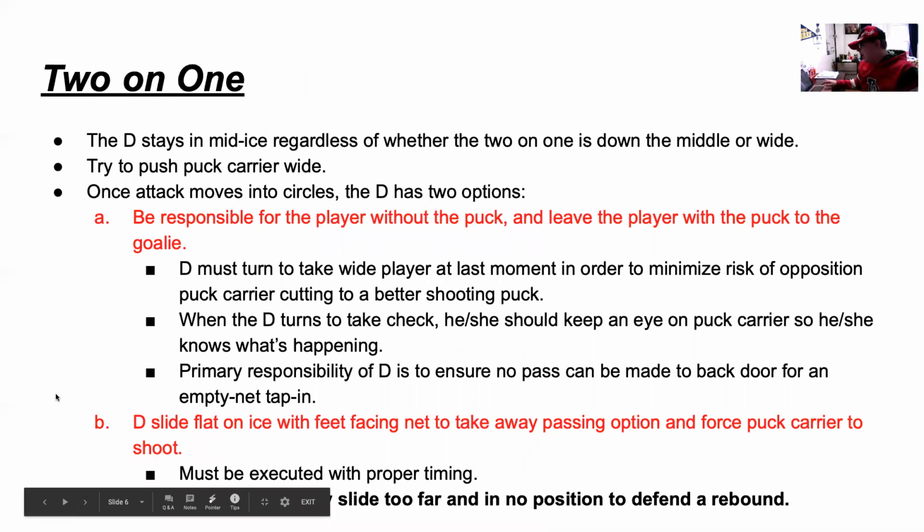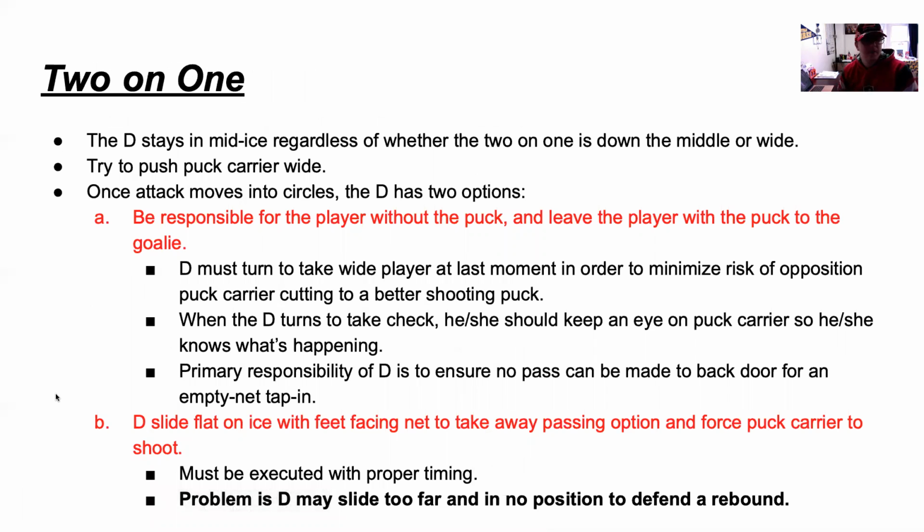Okay, and then we have a 2-on-1. So the D stays in mid-ice regardless of whether the 2-on-1 is down the middle or wide. It tries to rush the puck carrier wide. And once the attack moves into the circles, the D has two options. The first one is be responsible for the player without the puck and lead the player with the puck to the goalie. And the D must turn to take the wide player at the last moment in order to minimize risk of the opposition puck carrier cutting to a better shooting position.